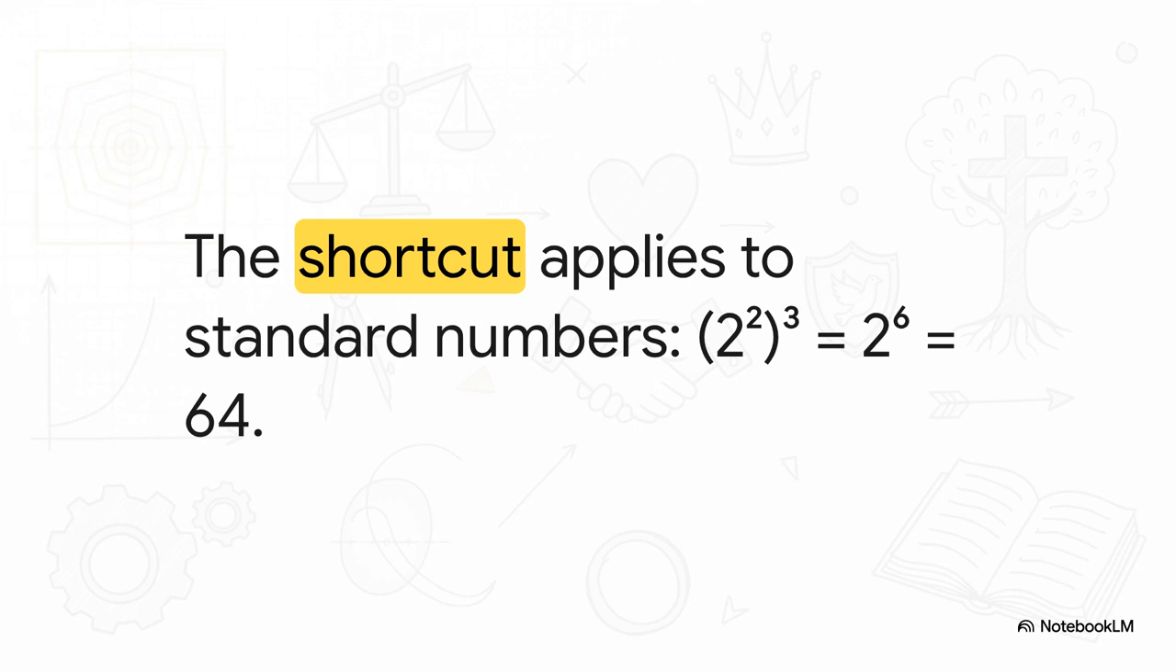And guess what? This isn't just a magic trick for letters and variables. It works perfectly for standard numbers, too, as long as you keep the exact same base. Take a look at this, 2 squared, all raised to the third power. Using our new superpower shortcut, we just multiply the 2 and the 3 together to get our new exponent, 6. The base number, 2, stays exactly the same. So we get 2 to the 6th power, which is 2 times 2 times 2 times 2 times 2 times 2, which calculates out to 64. It really is that simple, and it keeps your math super fast and perfectly accurate.